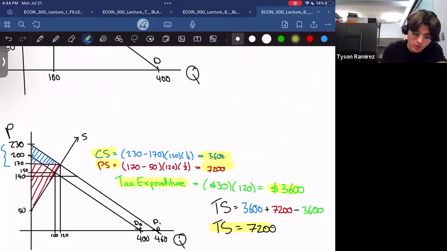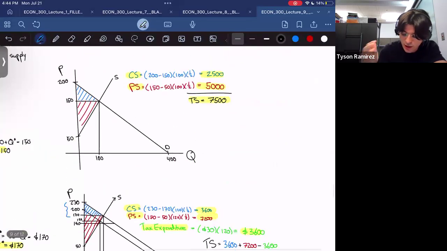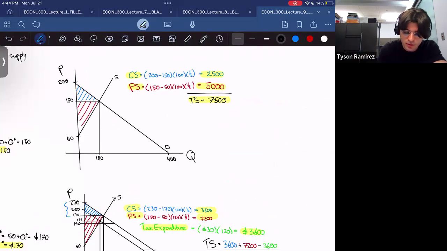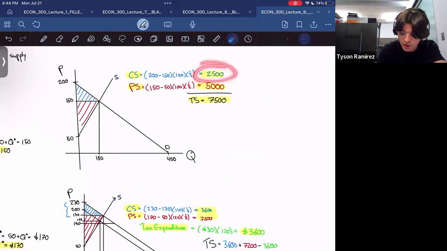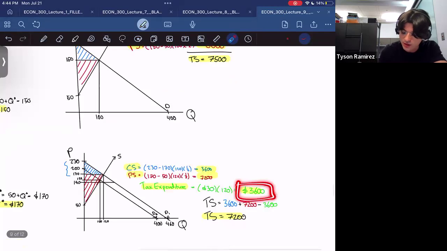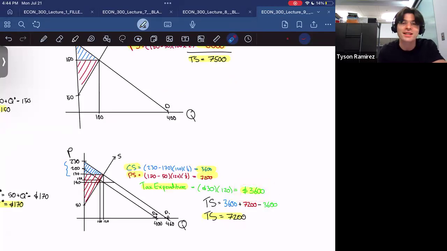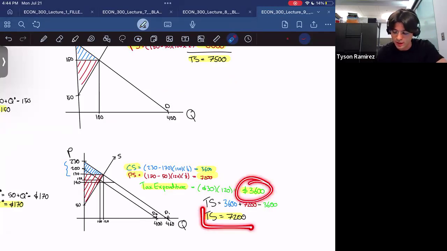And then now we have our new total surplus. What do we notice? We notice that consumer surplus went up. Consumers enjoyed some benefit, and even producers enjoyed some benefit. Their surplus went up. But somebody has to pay for that expenditure. The government doesn't just create this stuff. Somebody had to pay for it. The tax expenditure actually does not outweigh the surplus gain.